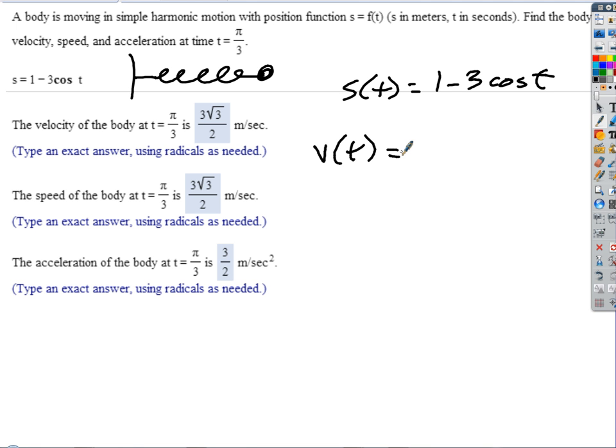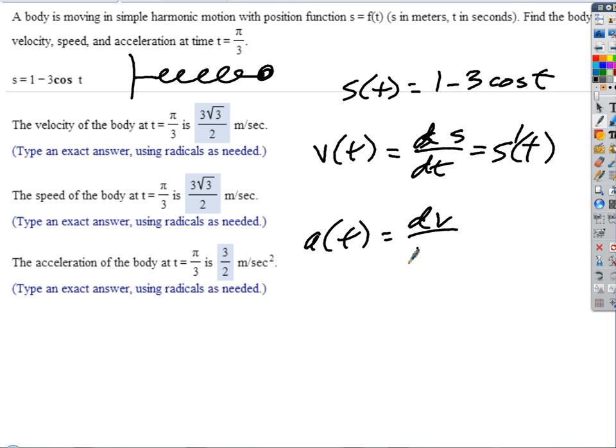So V of t is just going to be ds dt, or a better way of writing it, s prime of t. Velocity is just the derivative of position with respect to time. Okay, that's velocity. And acceleration is what? Derivative of velocity, exactly.